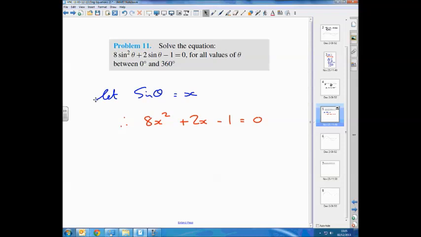And now, hopefully, it looks like a familiar quadratic equation to you. Note that the right-hand side must be 0 for us to be able to apply the quadratic equation. So if the right-hand side is not 0, we need to make it 0. And then we just solve the quadratic equation as normal. And remember when we solved it that x is actually the sine of theta. So then we can work out what theta is and look for values of theta between 0 and 360 degrees.